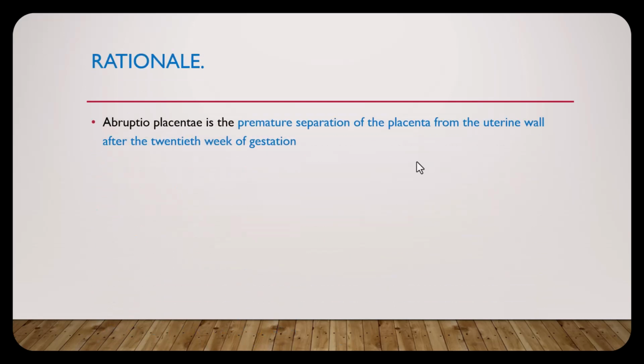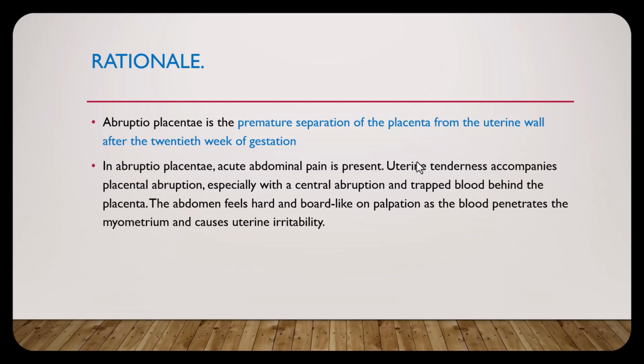Abruptio placentae is the premature separation of the placenta from the uterine wall after the 20th week of gestation. In abruptio placentae, acute abdominal pain is present. Uterine tenderness accompanies placental abruption, especially with a central abruption and trapped blood behind the placenta.